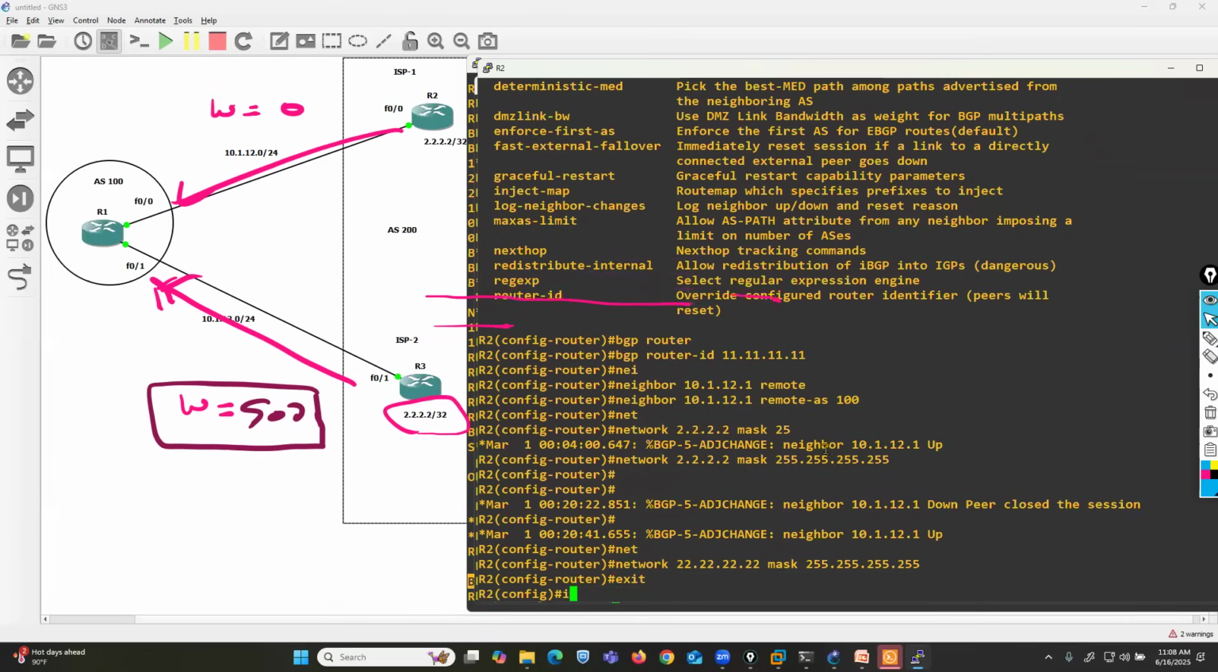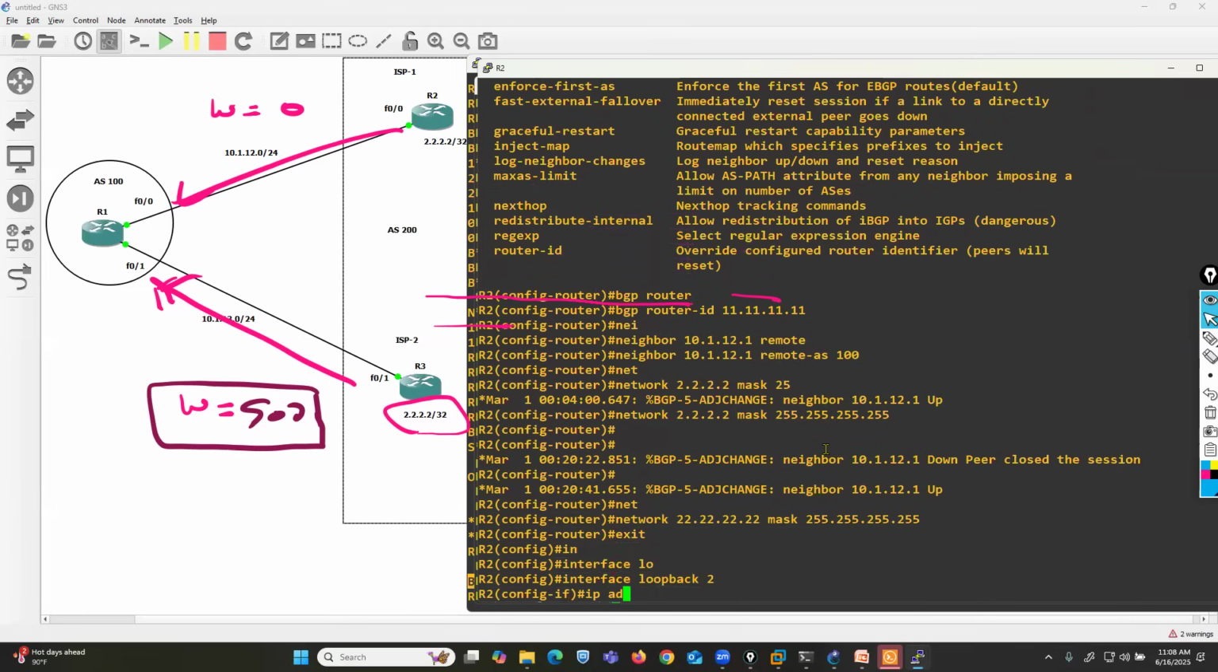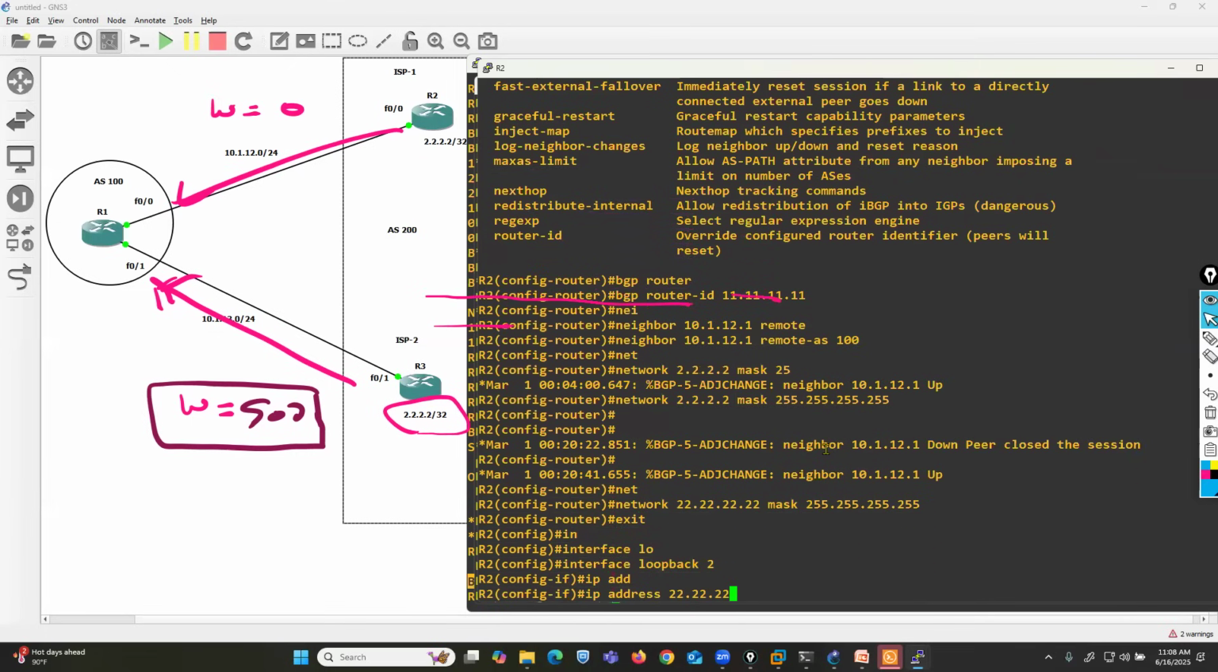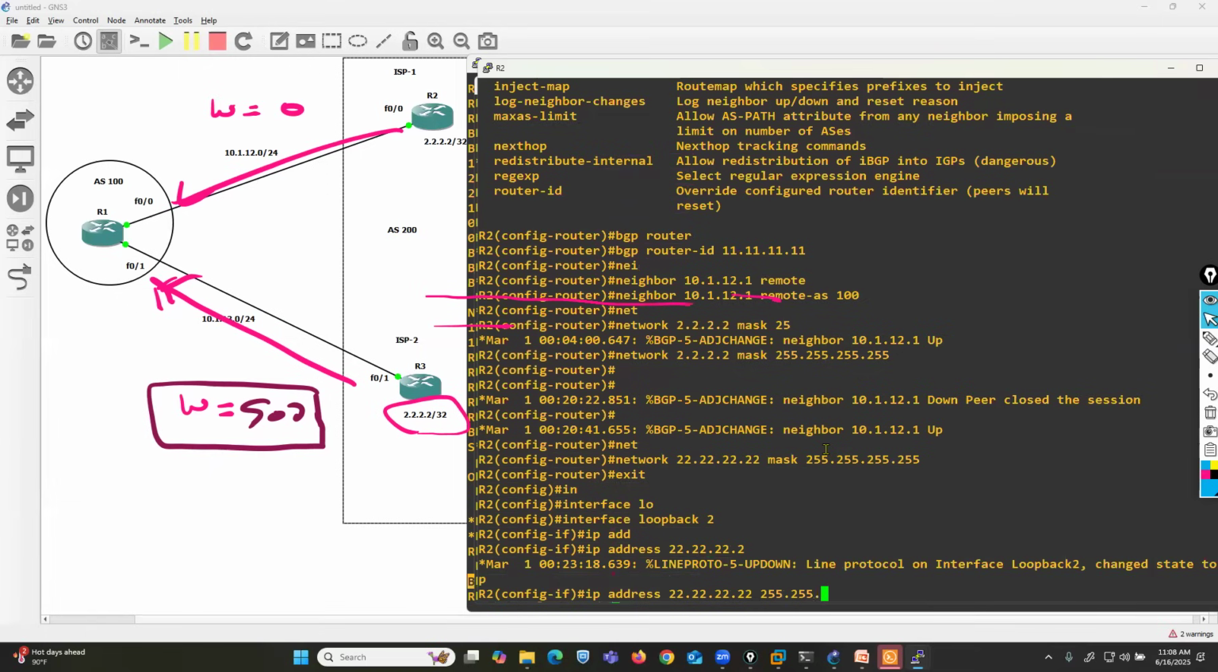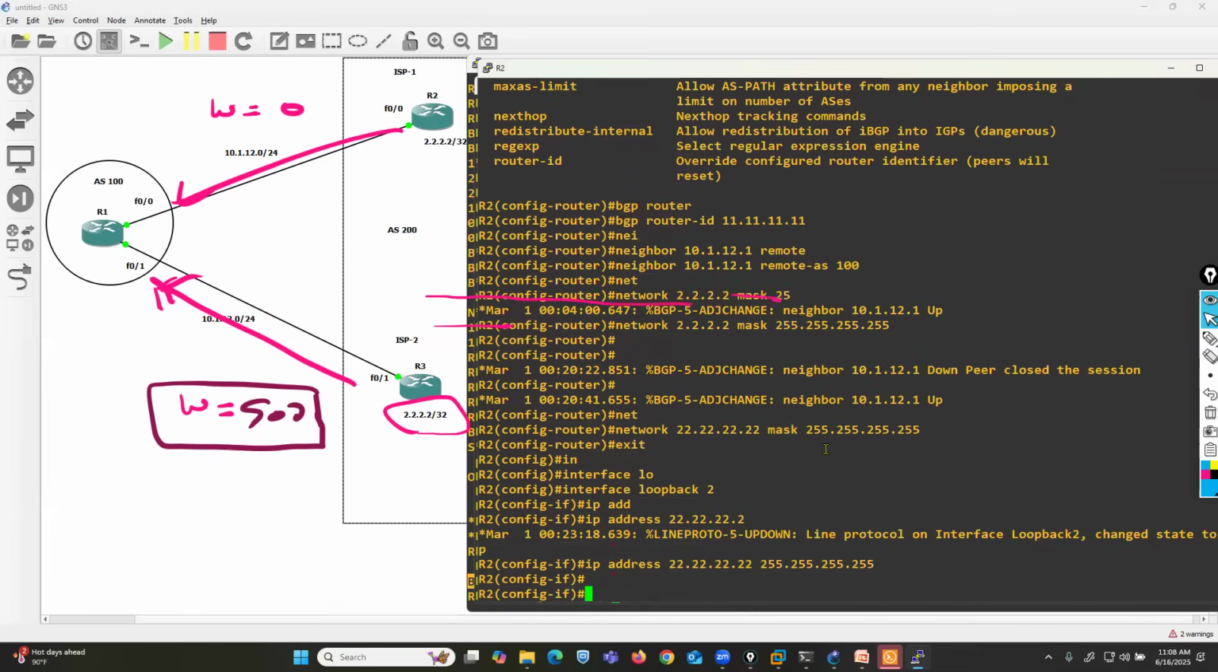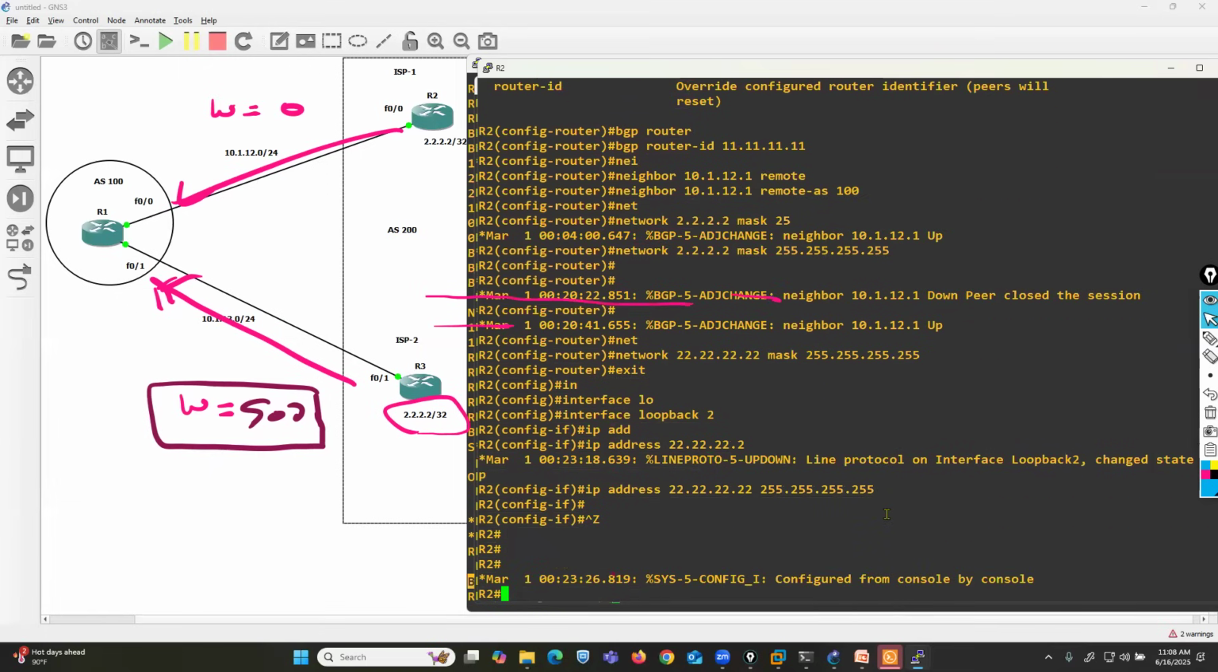Let's create loopback interface loopback 2 with 22.22.22.22 mask. Now let's verify route information. So my point is now I have one more destination, 22.22.22.22. Here we have 22.22.22.22.